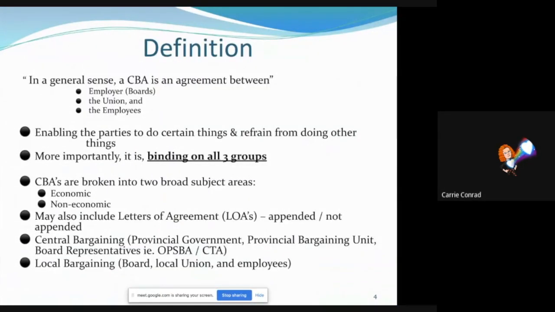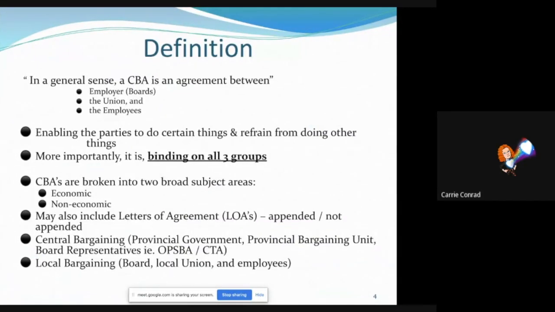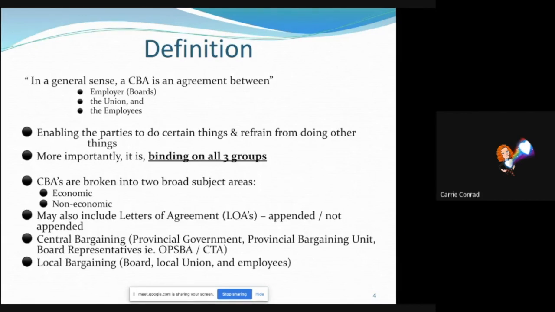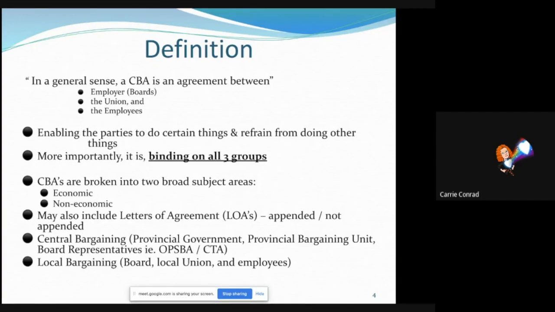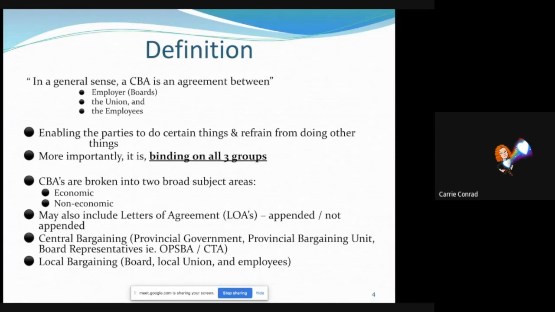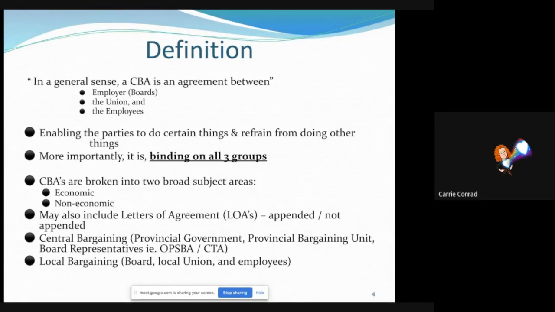So in a general sense, a CBA is a collective bargaining agreement, which is an agreement between the employer, being the school boards, the union, and the employees that are represented by the collective agreement. A collective agreement enables the parties to do certain things and also ensures that the parties refrain from doing other things. Most importantly to know, though, is that a collective bargaining agreement is binding on all three parties. Essentially, a collective agreement is broken into two broad subject areas. There is the economic and the non-economic.